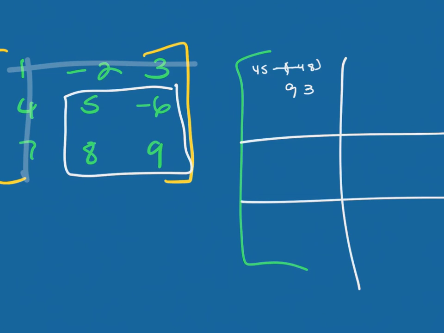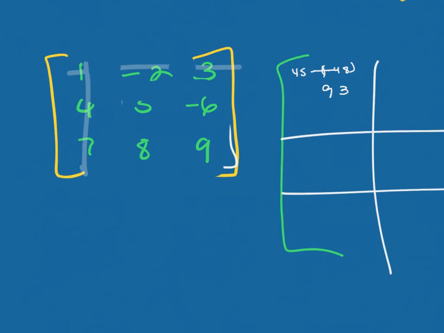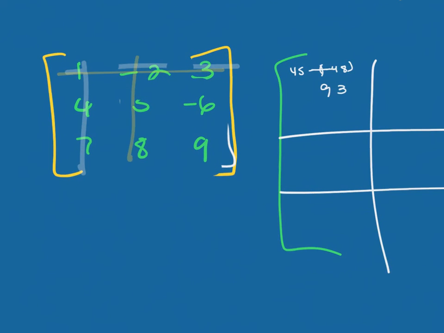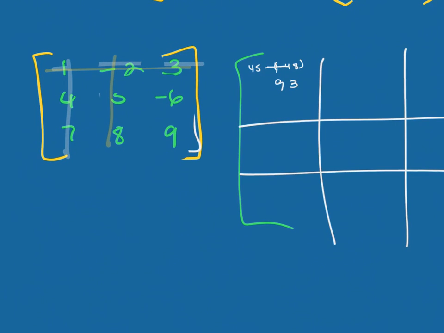Then I would go to the next one, and I would cancel through the row and the column that it's in. So row 1, column 2 this time. And I would find the determinant of what's left, which is 4, negative 6, 7, 9. And I'd get 36 minus a negative 42, or 36 plus 42, which is 78.